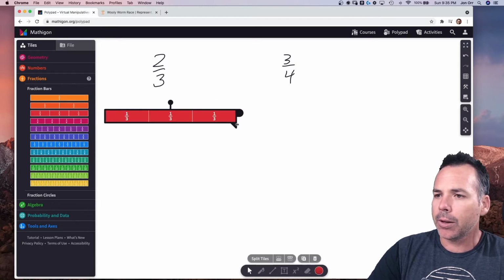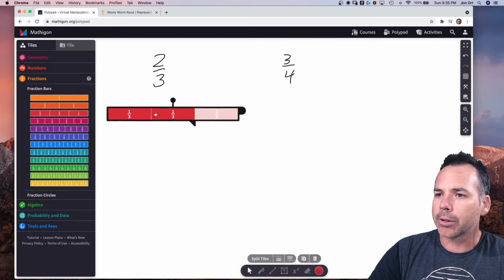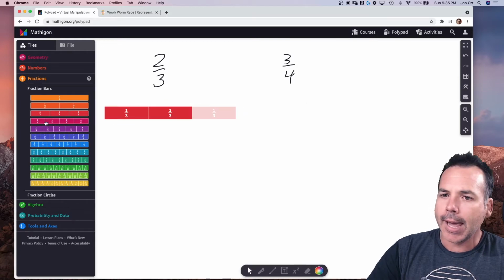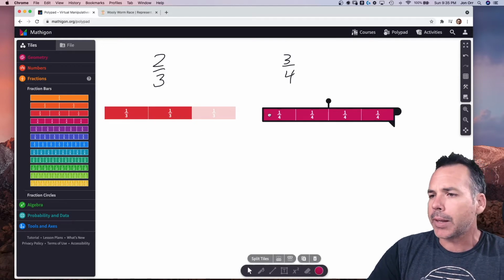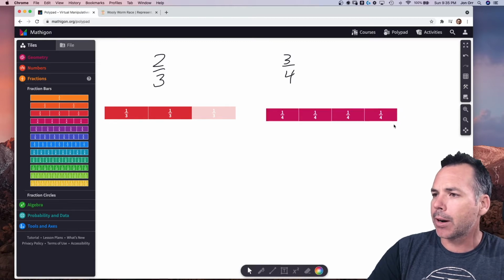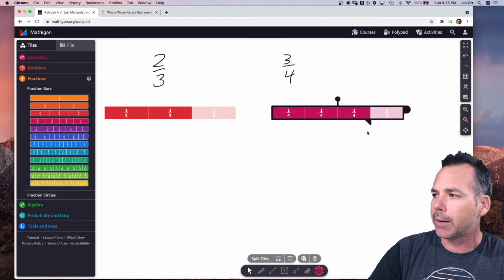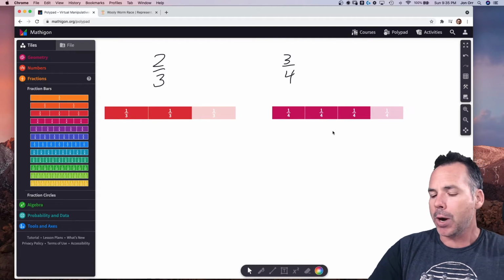So this is going to be a whole, and I'm going to drag this to make 2/3. So there's 2/3 right there. And let's make 3/4. And remember, this part of the video here, I'm just going to show where this idea of cross-multiplying may have come from, and why it does work.